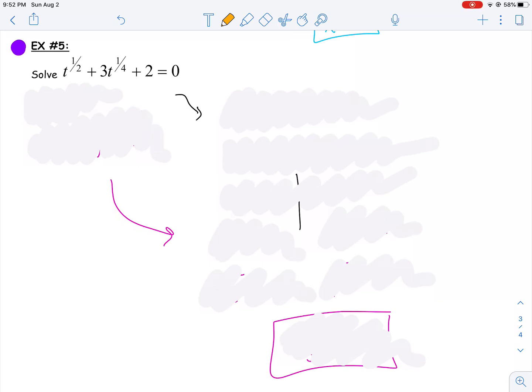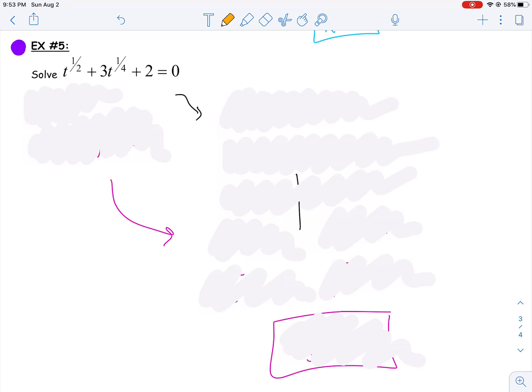All right, our last example in 11.5 is another equation that we're trying to solve that doesn't quite look quadratic. It doesn't have a t squared and a t. This one now has a t to the 1/2 and a t to the 1/4. Maybe you can try this one on your own. Maybe try pausing the video, see if you can use our u substitution techniques.